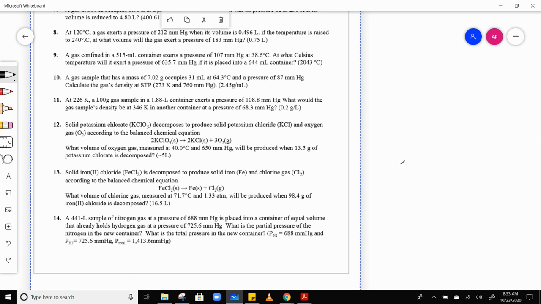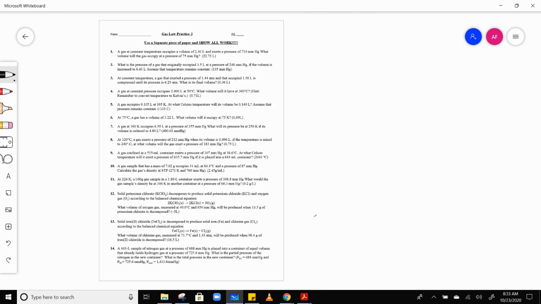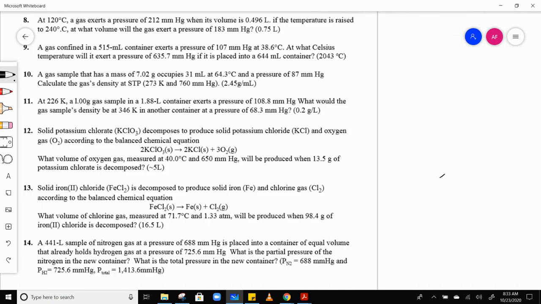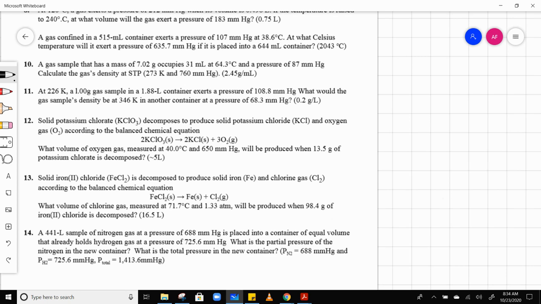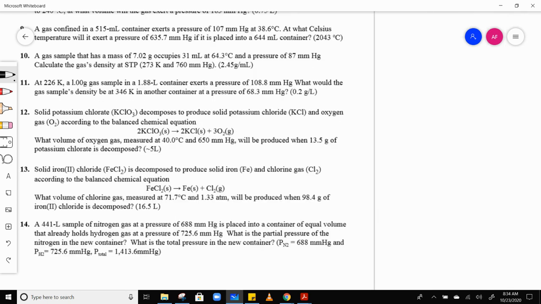Okay, so here we have solid iron chloride decomposed to produce iron and chlorine gas. What volume of chlorine gas measured at 71 degrees Celsius and 1.33 ATM will be produced when 98.4 grams of iron 2 chloride is decomposed? It's like the same problem, just a different form with a different reaction. Okay. So same thing here.